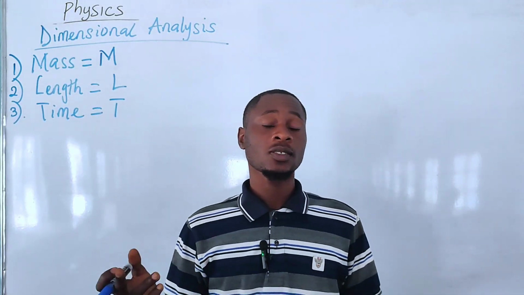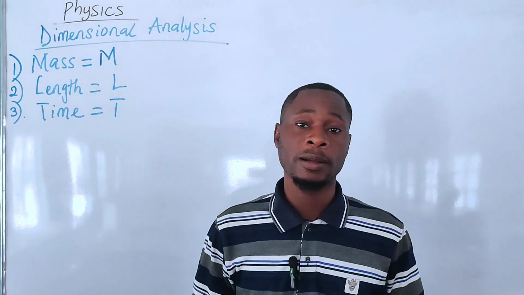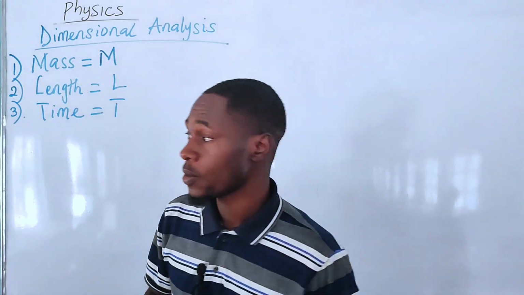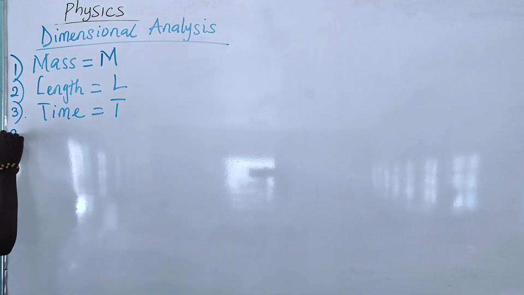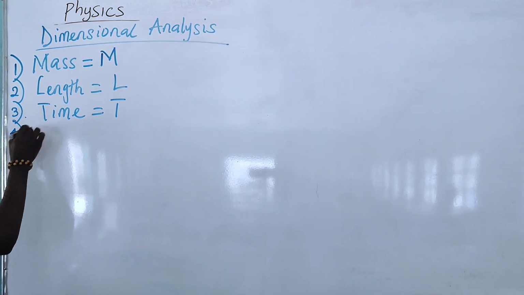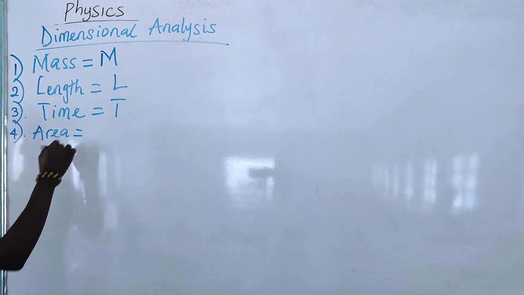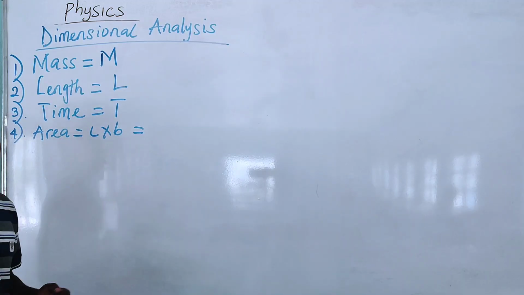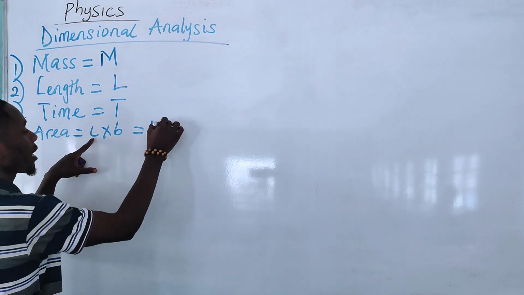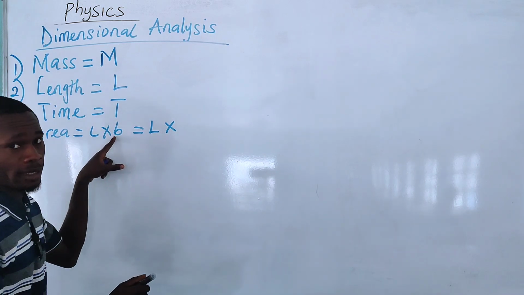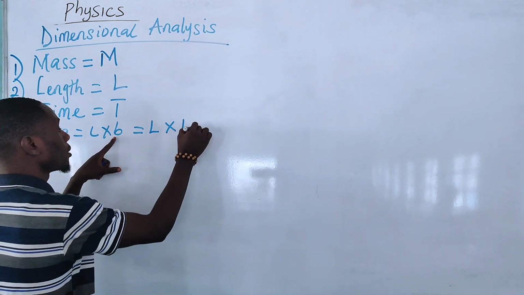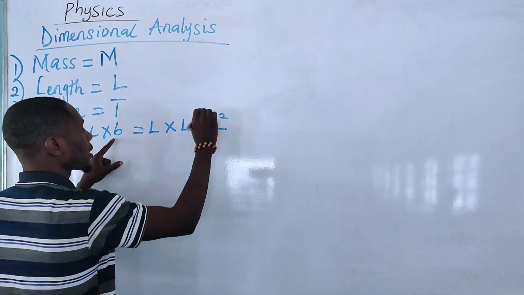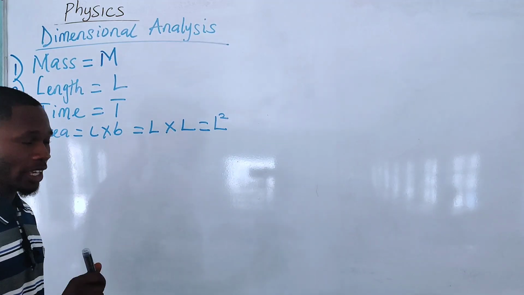All right, now the next quantity we will be looking at is area. Now, area is not a fundamental quantity. Area is a derived quantity. And area we know is length times breadth. The dimension of length we know is L, times the dimension of breadth, which is also L. So L times L will give us L squared. That is the dimension of area.